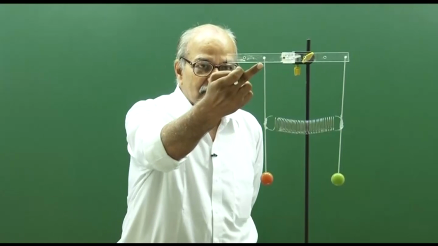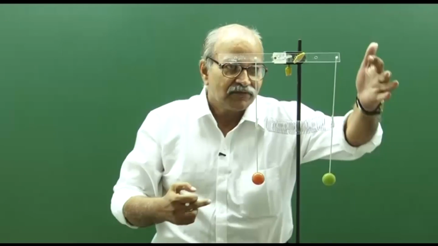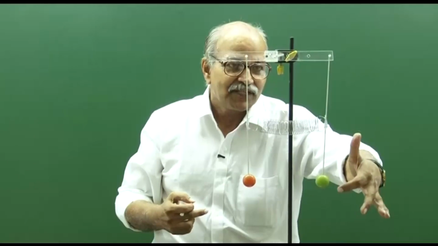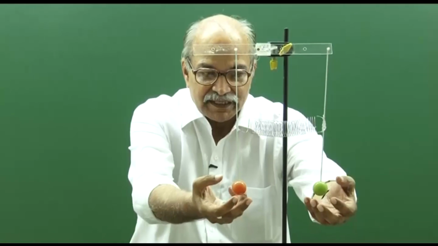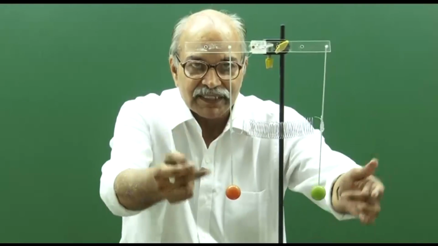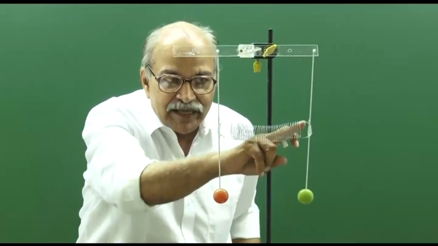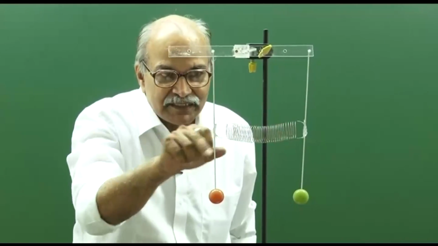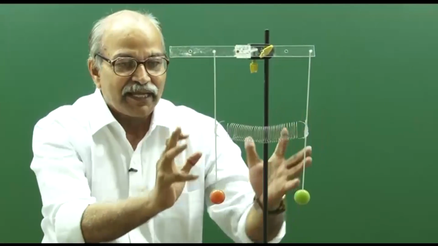You have two light rods, these two rods are actually cycle spokes, and these two are balls which are attached to these light rods, and they are suspended through these holes. And the spring that you are seeing here, which is connecting the two rods, this is essentially the interaction mechanism.